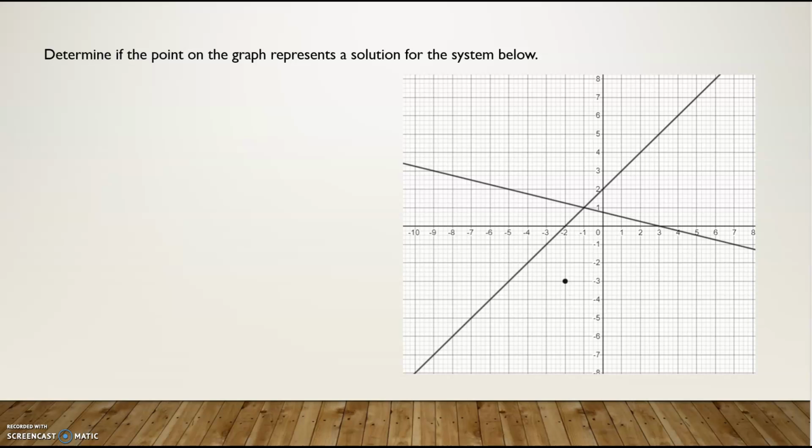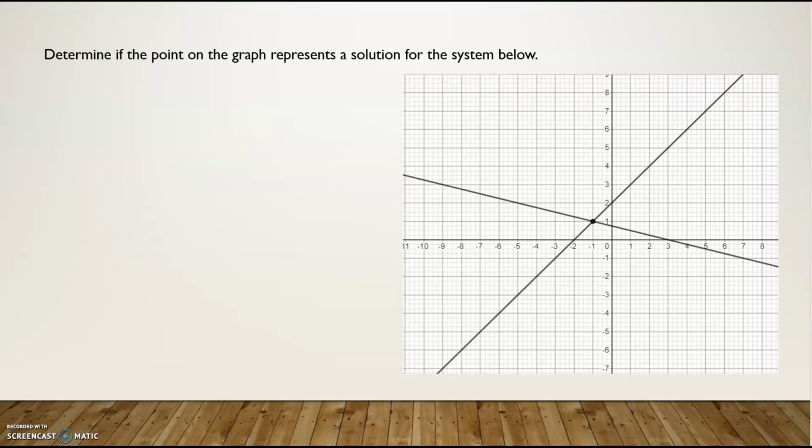So let's look at this one. Determine if the point on the graph represents a solution for the system below. Okay, well, here's our point right here. The solution to the system is where they intersect, which is right here, and that is not this point. So, no, it does not represent the solution.